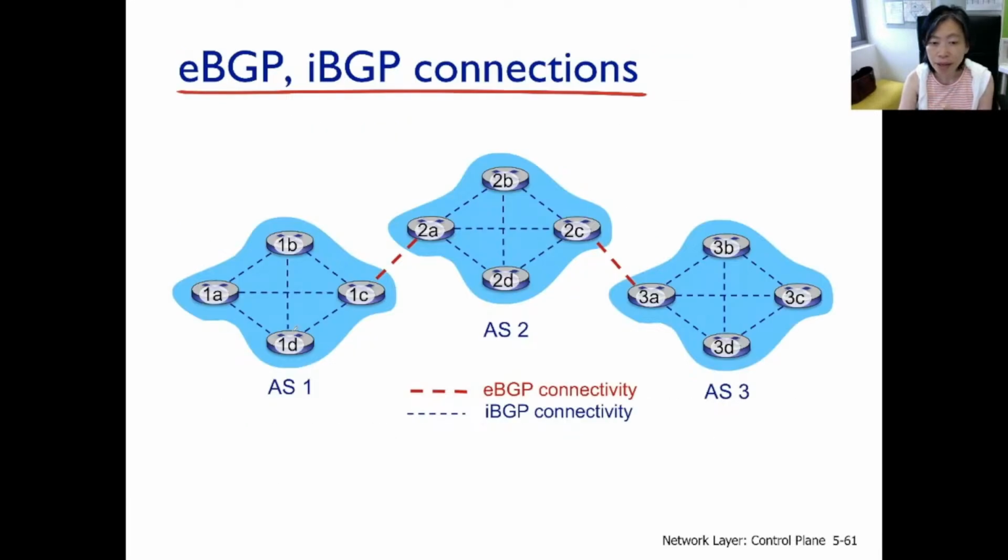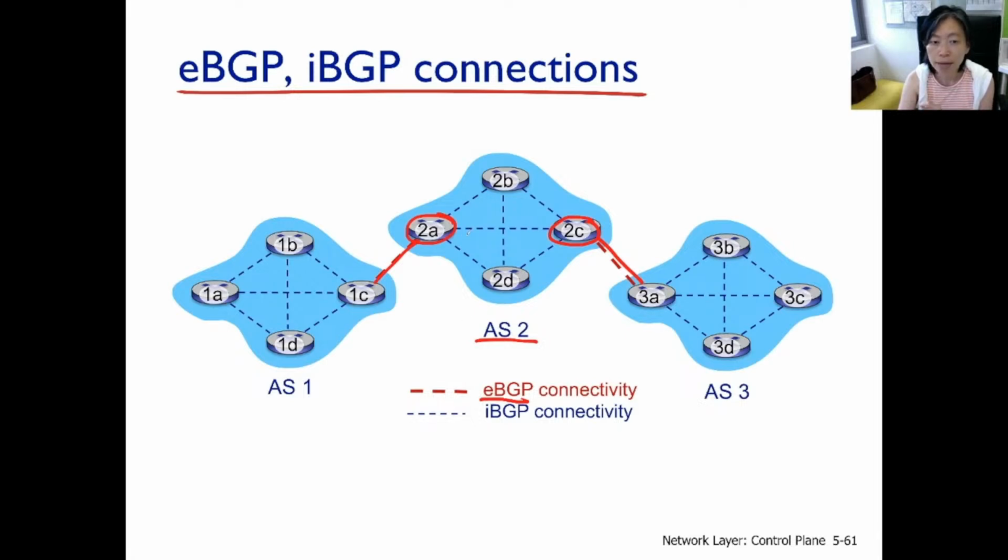And these are actually illustrated using this picture here. If we focus on AS2, we do have two gateway routers, 2A and 2C. You see these gateway routers connecting to other ASs. There are exterior BGP connections to outside, exterior BGP connections to outside. So eBGP, in red color.